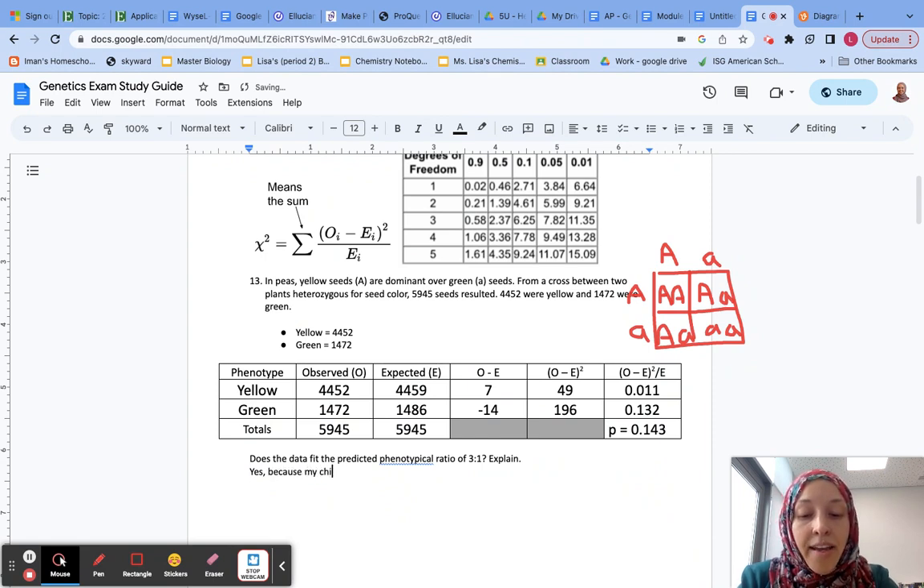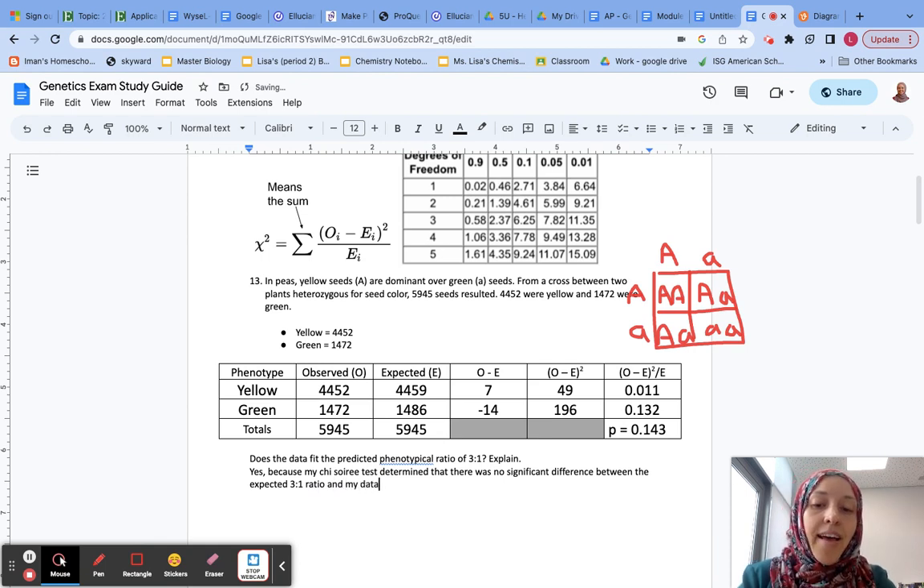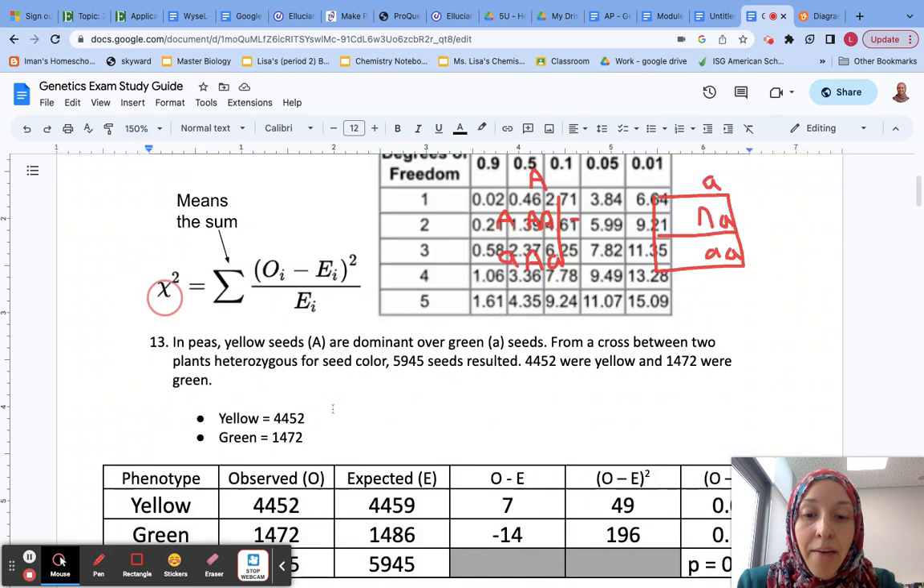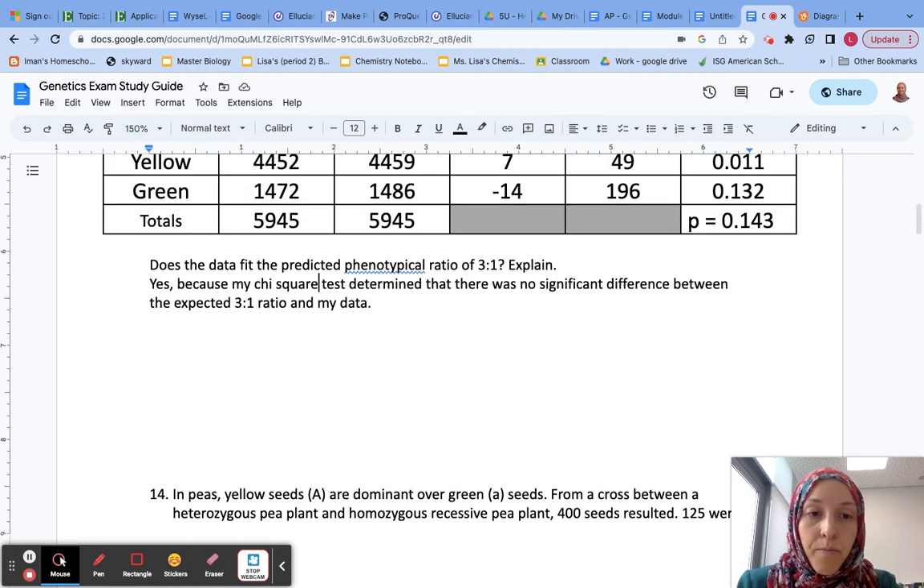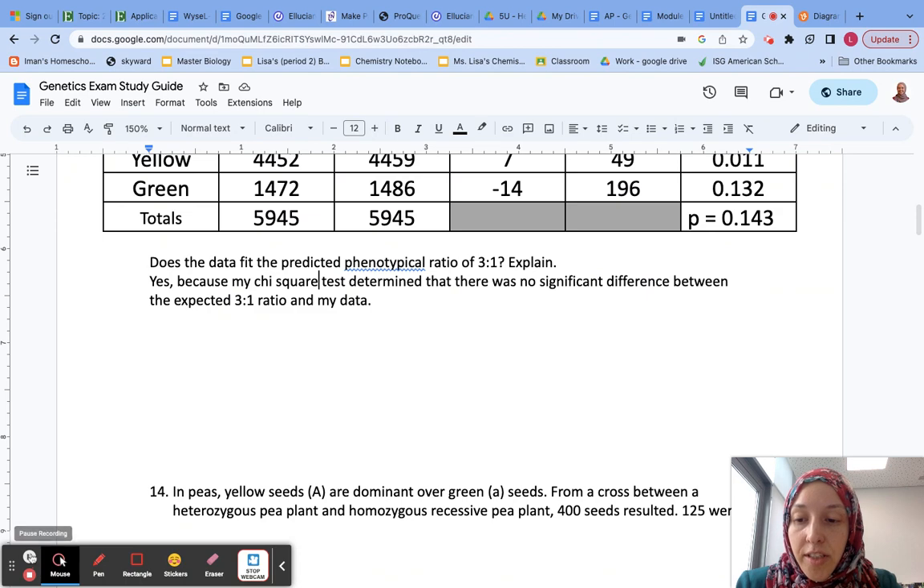because my chi-square test determined that there was no significant difference between the expected 3-to-1 ratio and my data. Actually, I guess that works. Okay, sorry about going in loops there. Yes, because my chi-square test determined that there was no significant difference between my expected 3-to-1 ratio and my data.